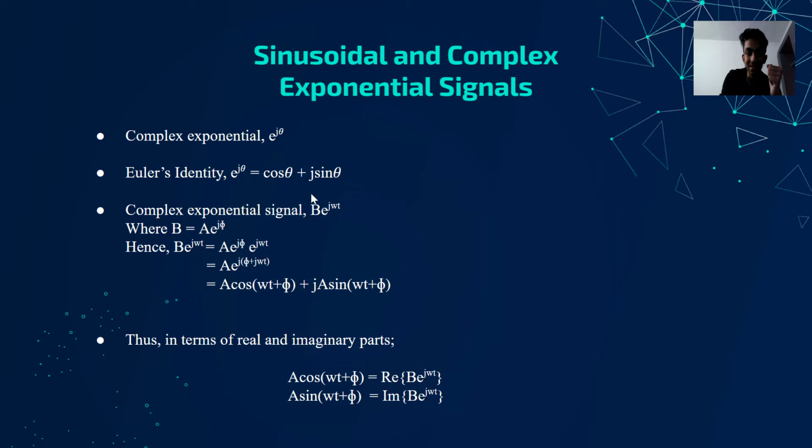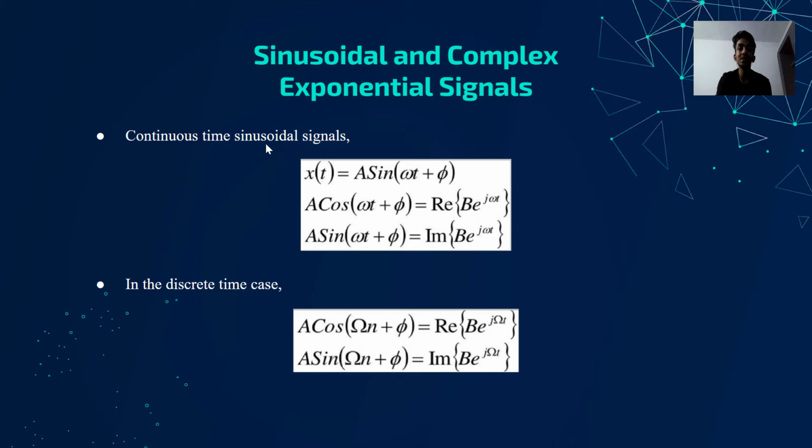So this entire complex exponential signal becomes A e raised to the power j bracket phi plus omega t. Actually j is common, so we'll take j common over here. Again we'll use Euler's identity, and it will become A cos of omega t plus phi plus j A sin of omega t plus phi. So if we talk about the real and the imaginary parts, the real part of this complex exponential signal is A cos of omega t plus phi, and the imaginary part is A sin of omega t plus phi.